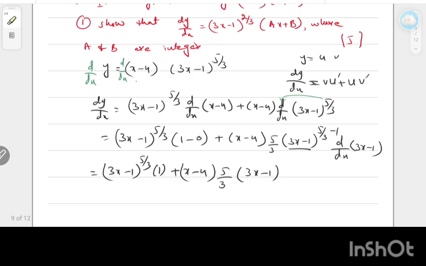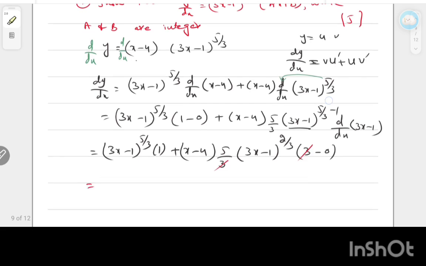What's the answer? The answer is 2/3. And what's the derivative of 3x? The derivative of 3x is 3, and the derivative of the constant will be 0. So very simple, this 3 and this 3 cancel each other. We get (3x - 1)^(5/3) plus x minus 4, and this 5 and (3x - 1) will have the power 2/3.